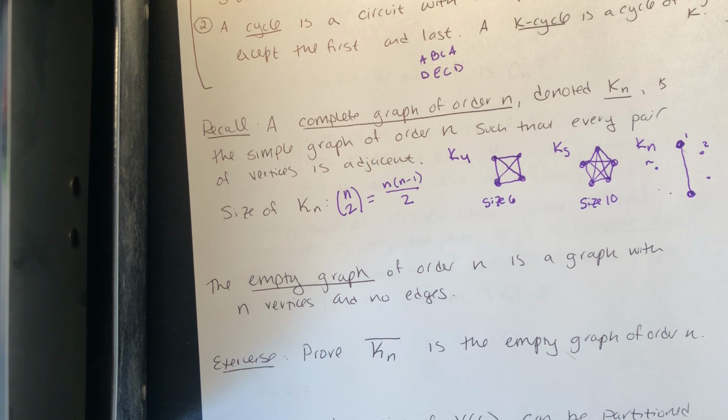We say an empty graph of order n is just a graph that has n vertices but doesn't have any edges at all. And so the size of an empty graph of order n is always going to be 0.